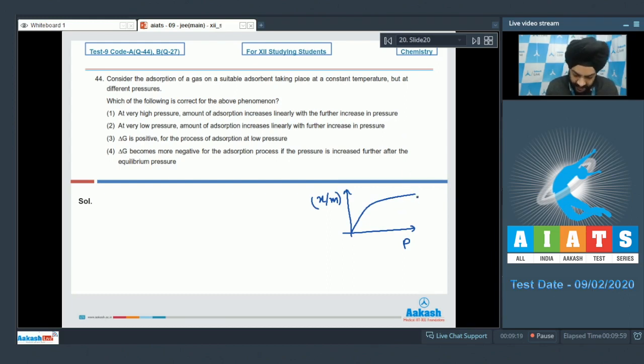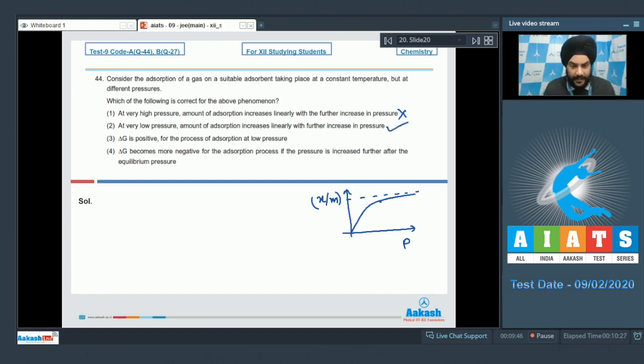At very high pressure the amount of adsorption almost becomes constant. So there is an asymptotic behavior. So it becomes almost constant. So it does not linearly increase. If we talk about the second option now, at very low pressure the amount of adsorption increases linearly with further increase in pressure. So this is a correct statement, students. At very low pressures we can see that the variation can be almost assumed to be linear.